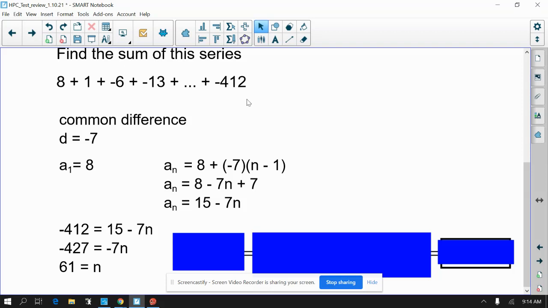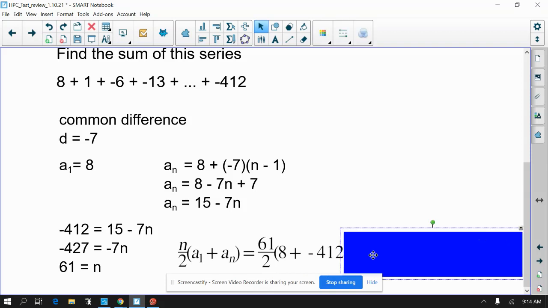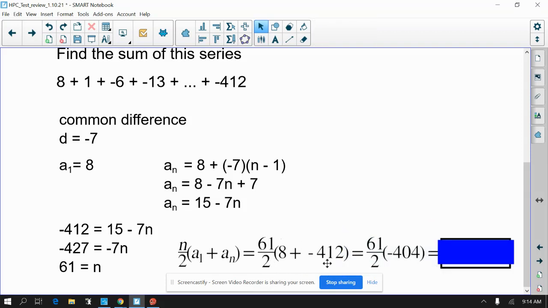Now, instead of going to your calculator and typing in 61 different numbers and then adding them all, I don't want you to do that. I want you to realize that we can use this formula that we got from Gauss. And this is the number of terms divided by 2, so 61 divided by 2, times the first term plus the last term. And then once you get here, again, it's just order of operations. These two add up to negative 404. You multiply by 61, you divide by 2, and you get negative 12,322. So if you were to add all these numbers, of which there are 61 of them, you would get negative 12,322.